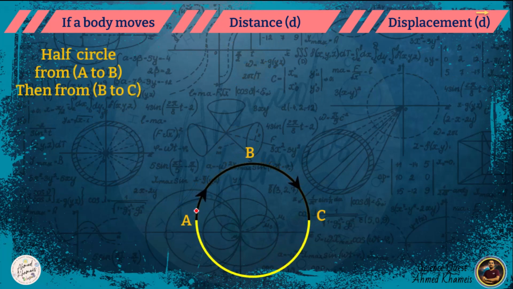If the body moves a half circle from A to B and from B to C, the distance will equal half the circumference. So we get the circumference and divide by 2. And the displacement is the straight line from starting point to end point, so from A to C, which is the diameter, in the east direction.